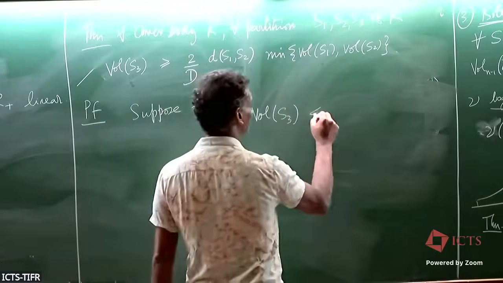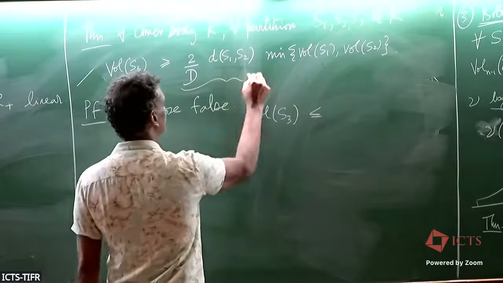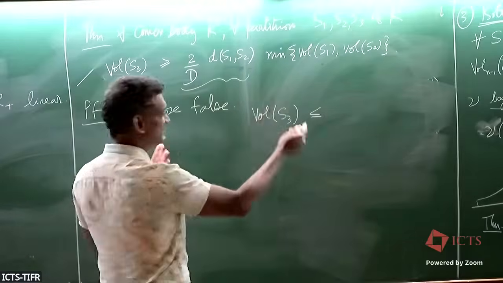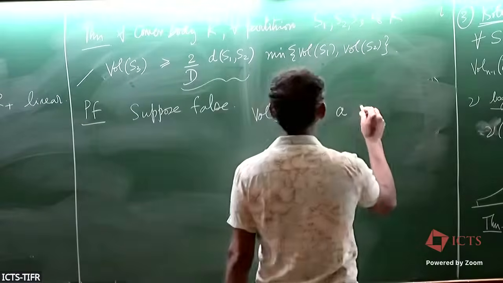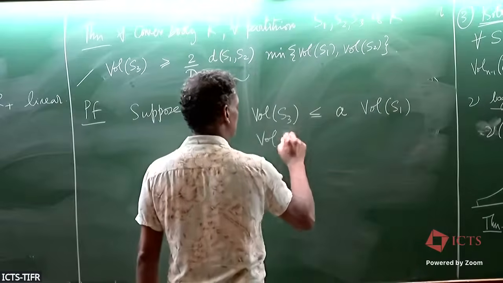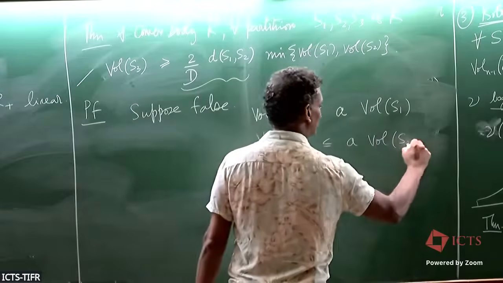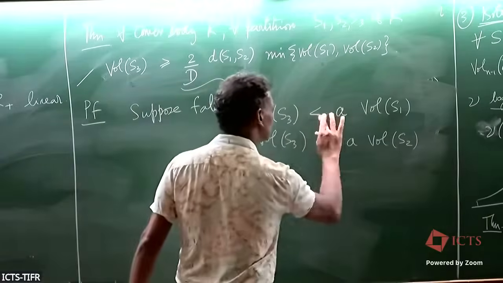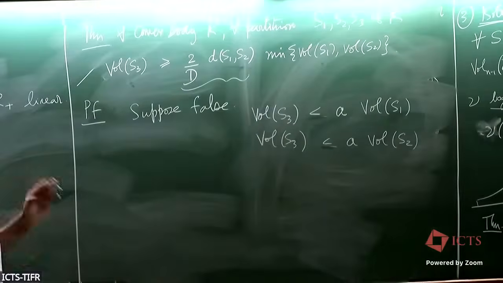The volume of S3 is less than or equal to, and let me call this entire thing here, remember S1, S2, everything is fixed, so this is some, let's say small a, just a scalar times the volume of S1. This actually strictly, because we said that this is false, so these two strict inequalities are true.